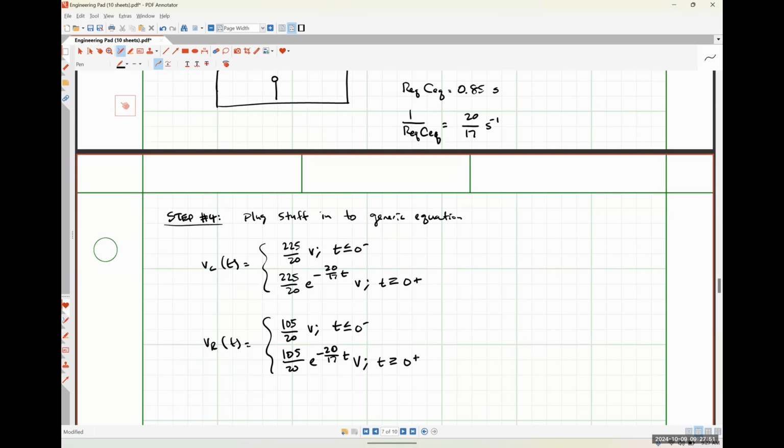So this process that we've developed for both RL and RC circuits will work for literally any circuit that contains a single equivalent resistance and a single equivalent capacitance, or a single equivalent resistance and a single equivalent inductance, where we are disconnecting our excitation source. Doesn't matter if it's a current source or a voltage source from our system.